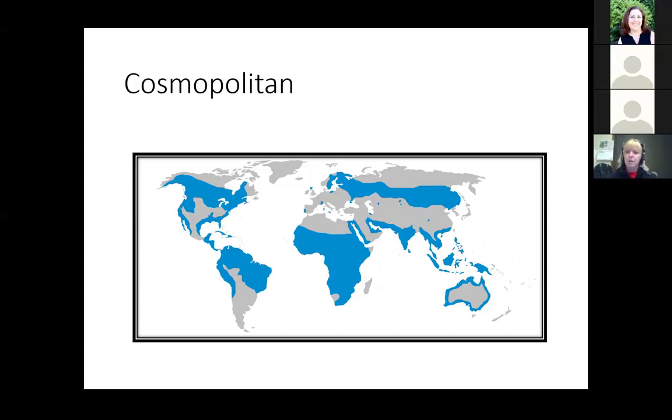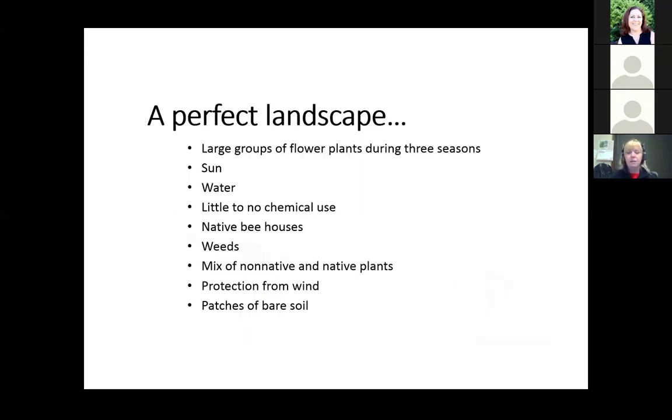Okay, so when we're talking about creating a landscape specifically for pollinators, ideally we would have all of these things, but of course, you know, we don't live in an ideal world, and so we have to make concessions and do what we can.